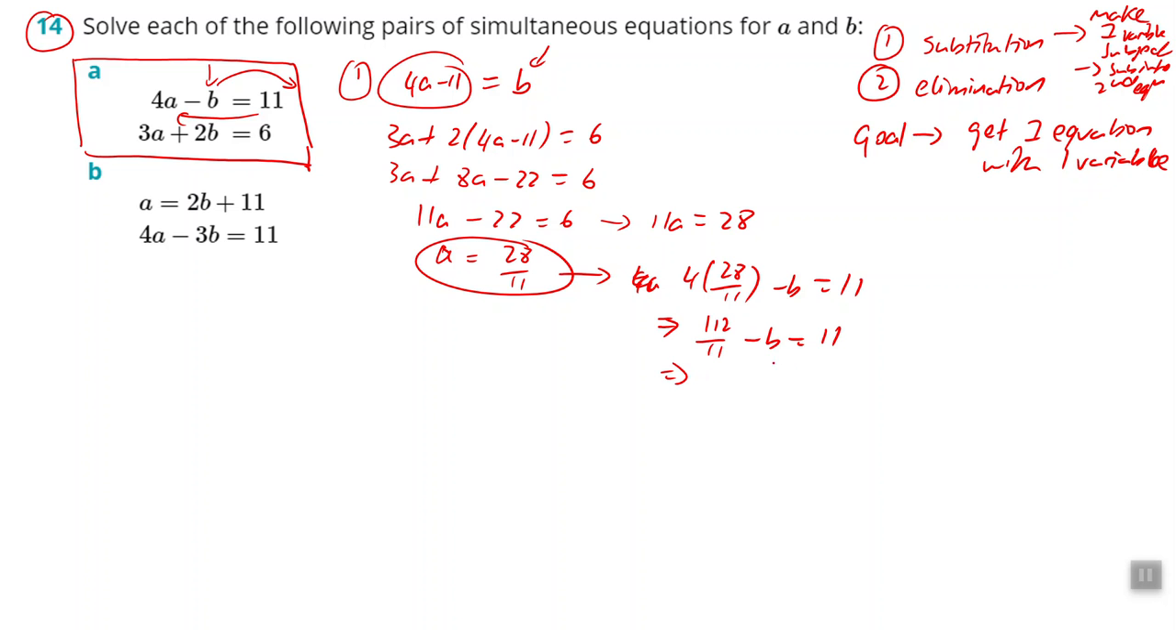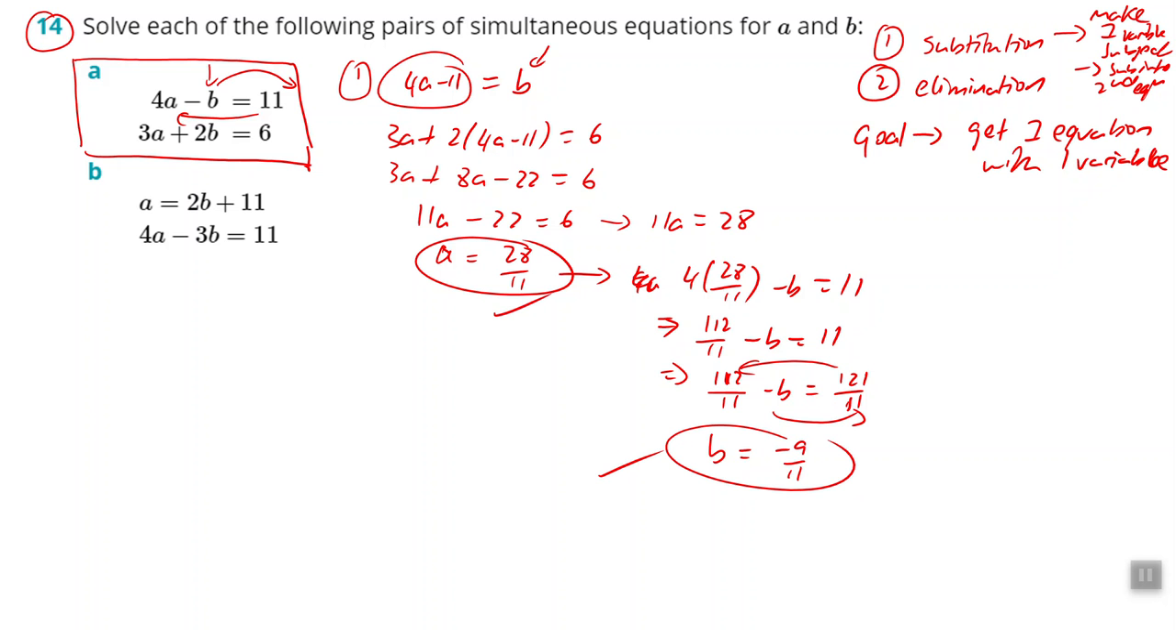Now we've got fractions to deal with, so I need to make the other number in terms of over 11, so it makes it easier. So it's 121 over 11 is the same as 11 whole. Now I'm going to move the b to the other side, and I'm going to move this to that side. Okay, so b would equal 112 minus 121. Okay, so you should get minus 9 over 11. Okay, so that's your b, that's your a, that's done. Okay, now this is the substitution method. Remember, you're making one of the variables subject and subbing it into the second equation, okay, and solving it.